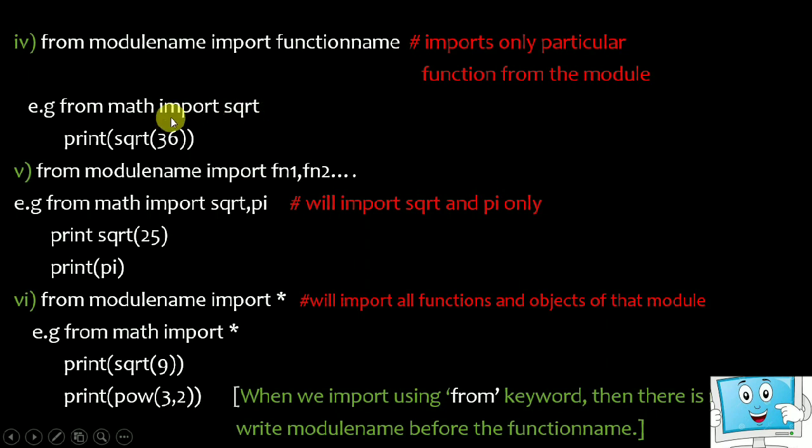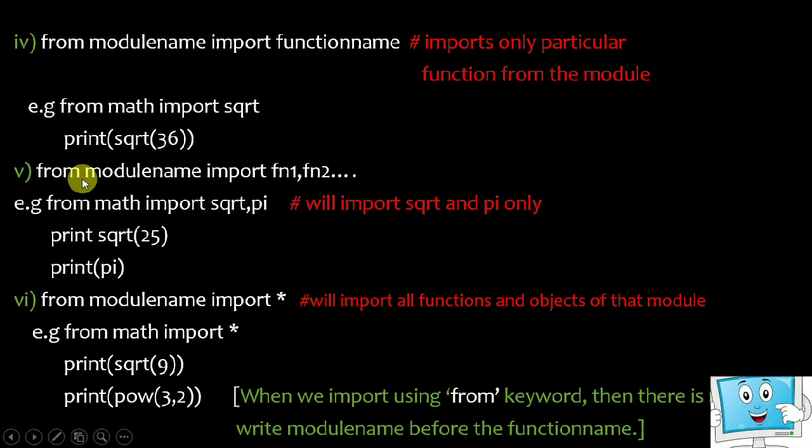You have to remember this thing, that when you are taking the module from the from keyword, then there is no need to write down the name of the module in the next line or in the next statement. You can see here that we have given a print statement and we have simply written square root 36. We have not typed math dot square root because there is no need of this one.